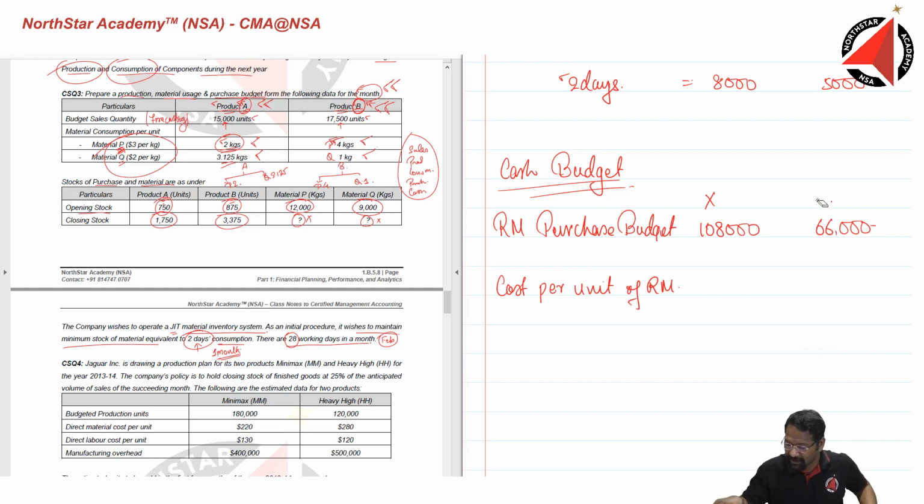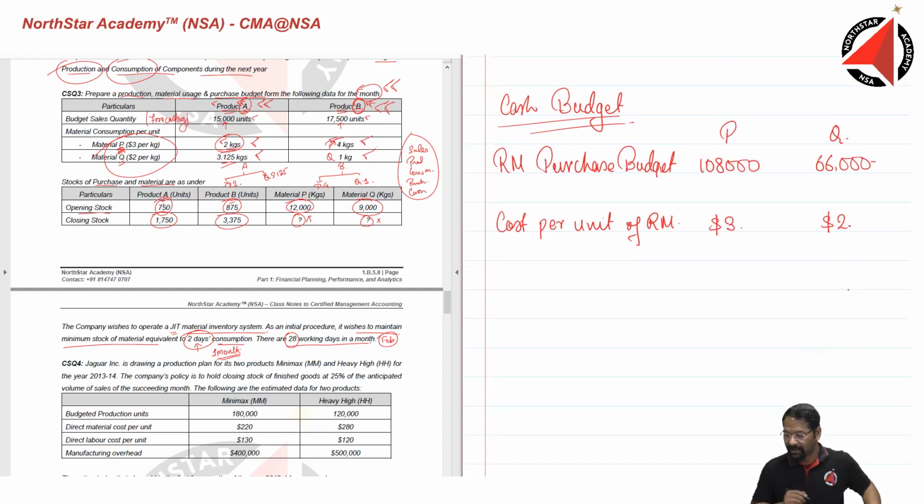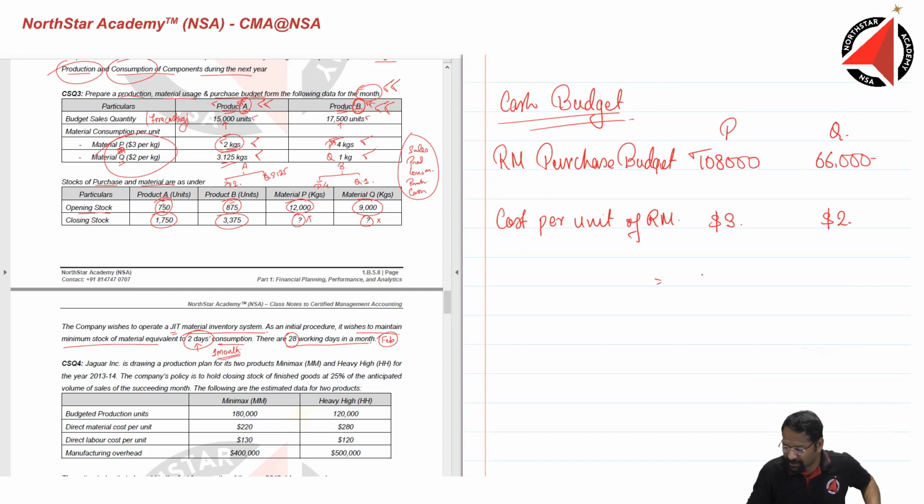Sorry, this is not X and Y. I don't know why I keep writing X and Y. My mathematics teacher said take the missing value as X, take the other missing value as Y. All my life, I keep taking X and Y. So it is P and Q, not X and Y. It is $3 and it is $2. So 108,000 into 3 will be $324,000, and 66,000 into 2 is $132,000.